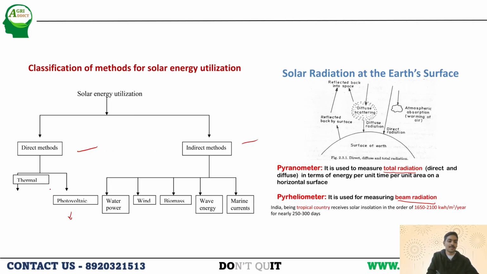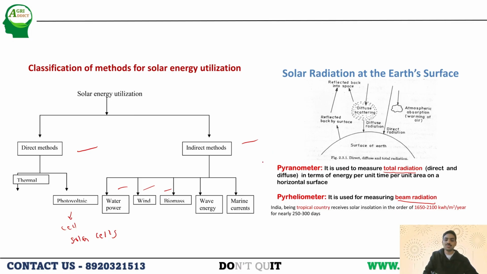Usually the thermal, meaning directly for drying and all, you can use. Photovoltaic means photovoltaic cells, solar cells, you can go that way. In the indirect method, you can use wave energy happening due to the influence of solar radiation on the oceans, and biomass generated due to photosynthesis using solar radiation. Wind movement also happens due to radiation, and water power. You should remember these are the indirect methods.